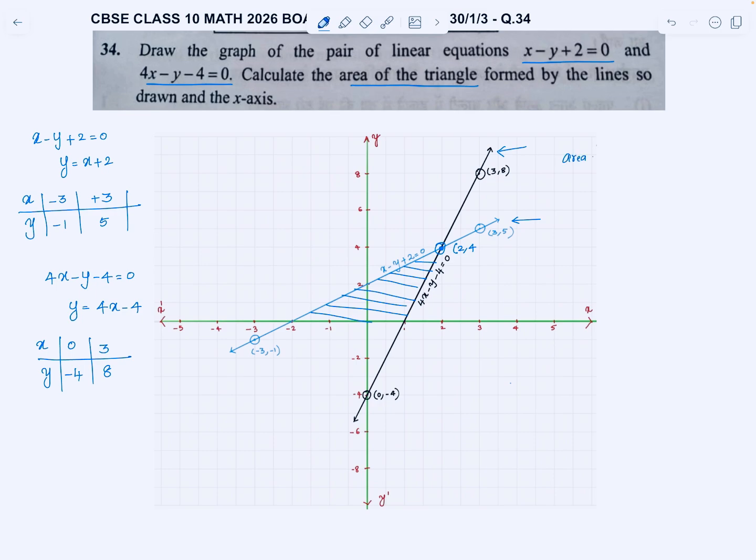Area of triangle is half times base times height. This is the base length, that is from minus 2 to plus 1, which is 3 units, and the height of the triangle is 4 units. So the area is half times 3 times 4, which is 6 square units.